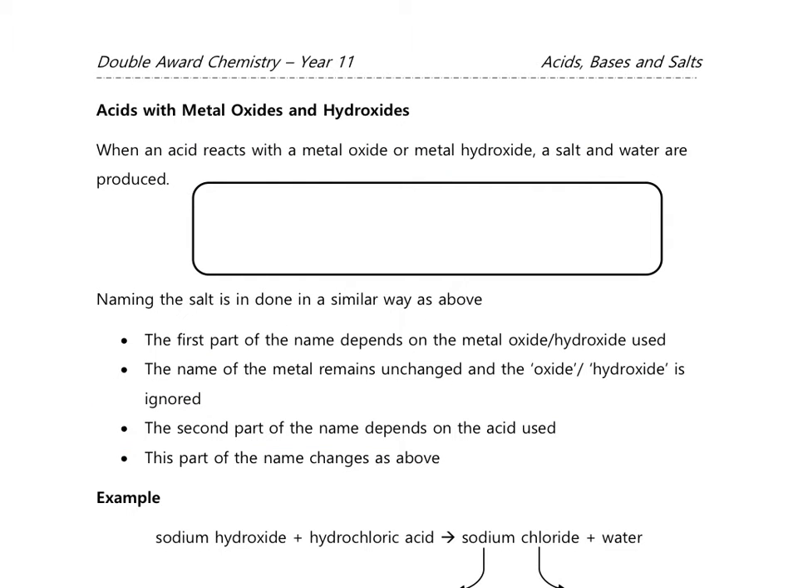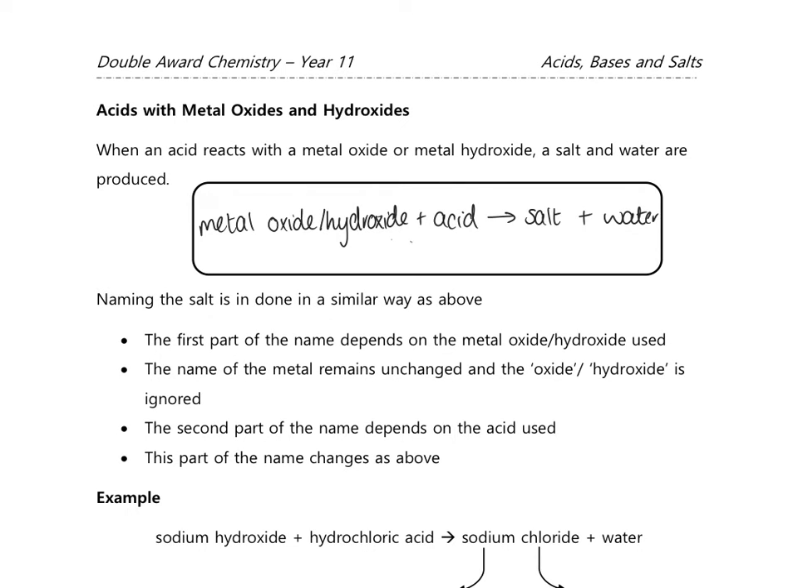So let's start where we finished off yesterday, and that was looking at the reaction of acids with metal oxides and metal hydroxides, and this is on page 10 of your notes. What we said was that when a metal oxide or hydroxide reacts with acid, we get a salt and water.